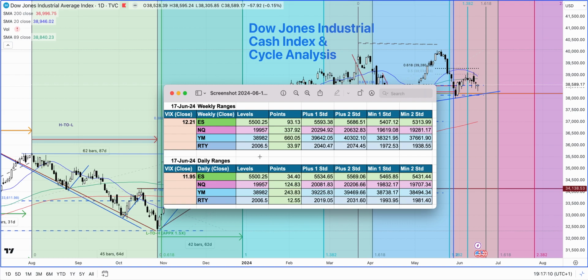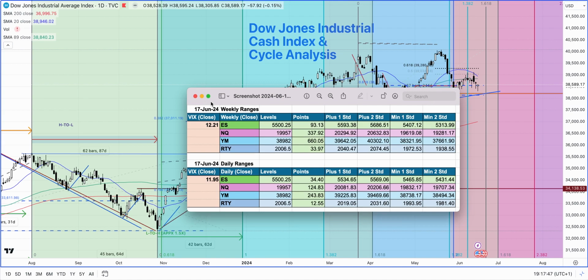Shorter term traders who are watching the market for intraday moves or even swing trades to be completed within the week can have a look at the weekly +1, +2 standard deviation and -1, -2 standard deviations. These are really important levels. I don't remember if I did one for the week ending the 31st of May, but the NASDAQ actually reached the -2 standard deviation level, and we have seen the market turn and rally from there.